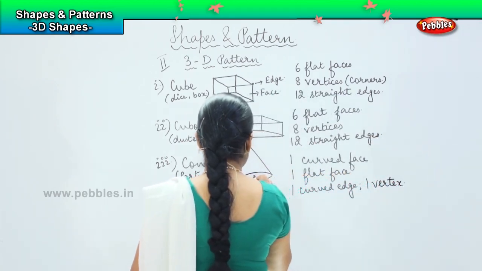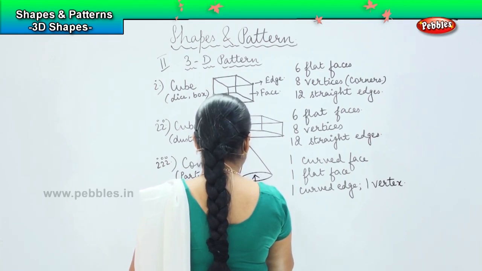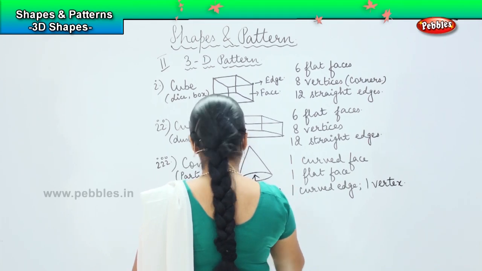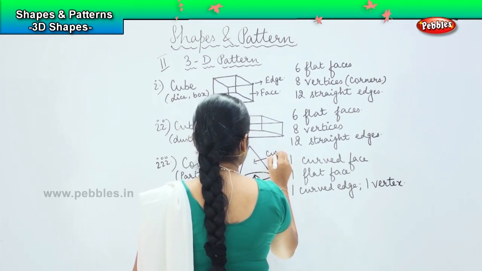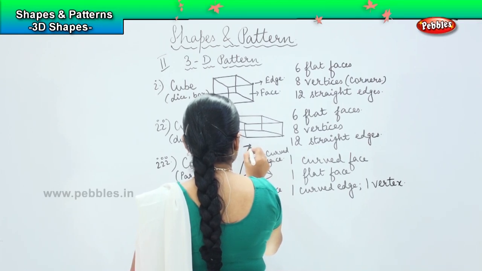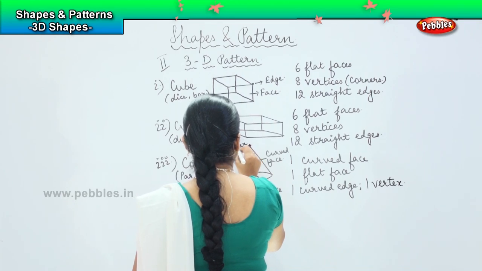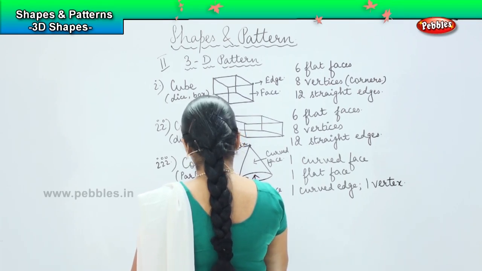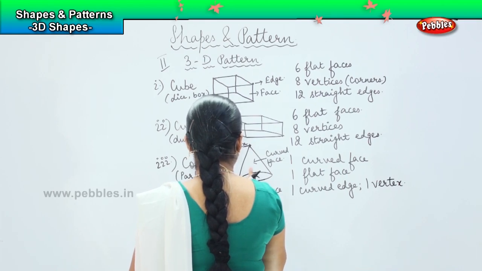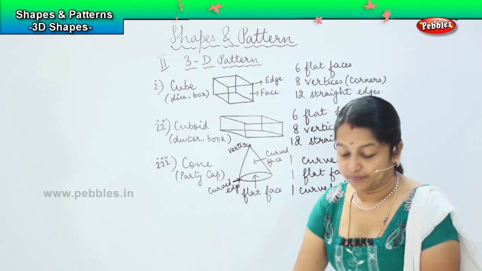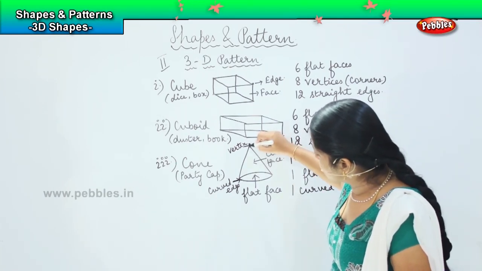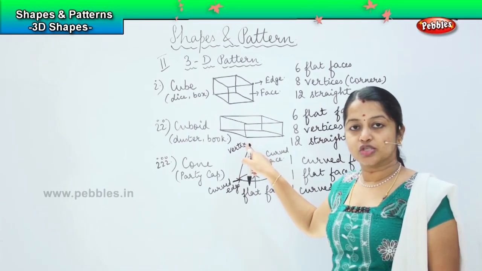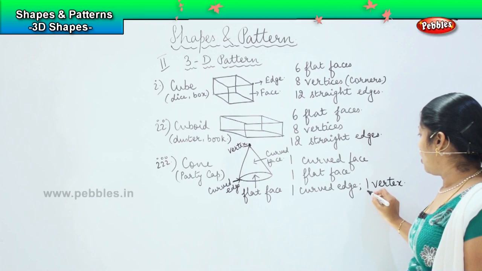Okay. So this area is called the flat face. That is the bottom part. Okay. This is called the curved face. Okay, this top point is the vertex. And this is the curved edge. This point is the curved edge. Okay, so if you see here, this tip point is called the vertex. Okay, the top point is called the vertex, that is the point, and it has got only one vertex.